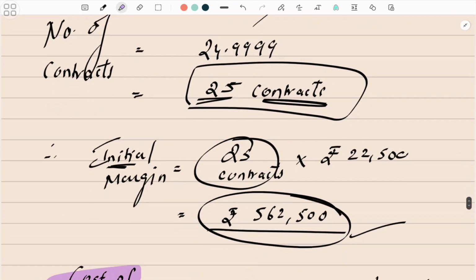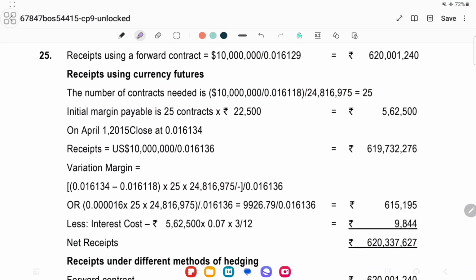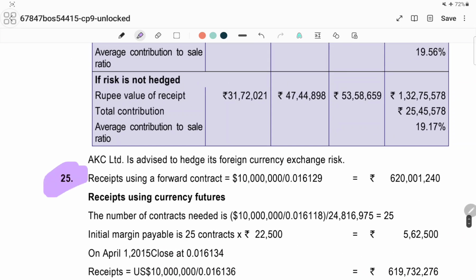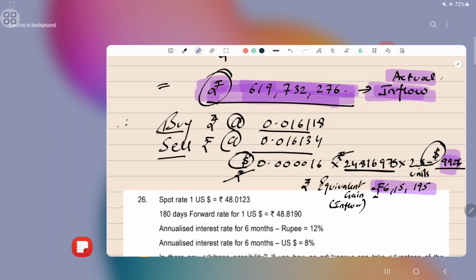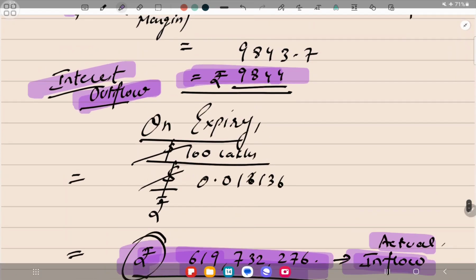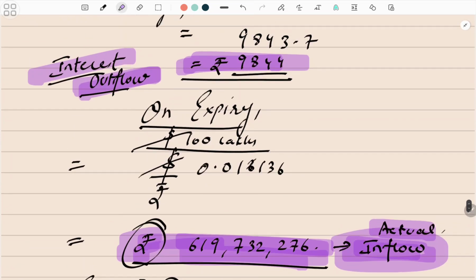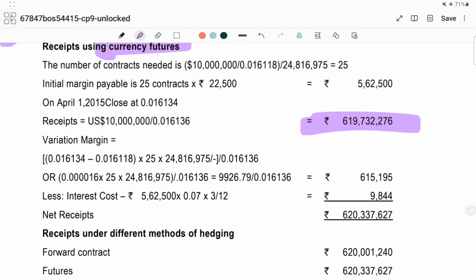What we'll do is, see, I'll go to the study material, the 25th sum. See, for currency futures, your first outflow was 619,732,276. I'll go there, we'll check this. 619,732,276, yes, that's my outflow. Then that is my inflow, okay, this is the rupee equivalent. Then my outflow was rupee 9844, so we'll check that also. Less interest cost was 9844, clear?